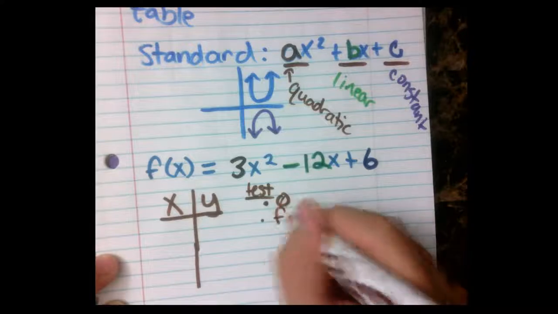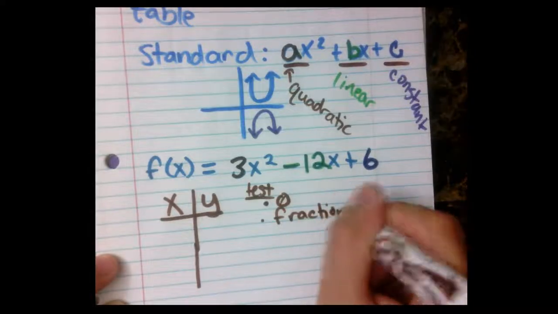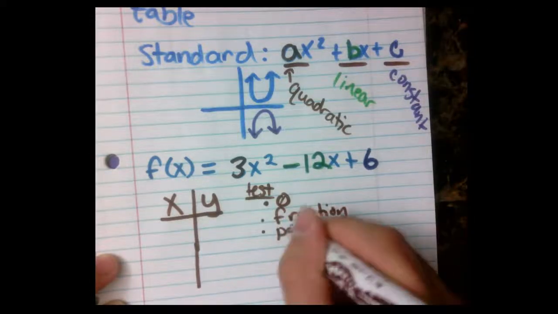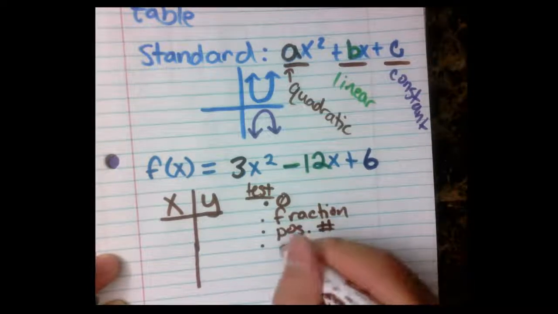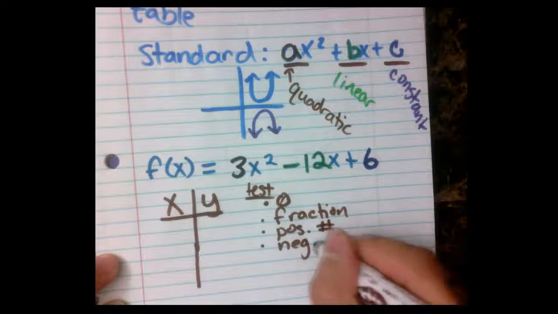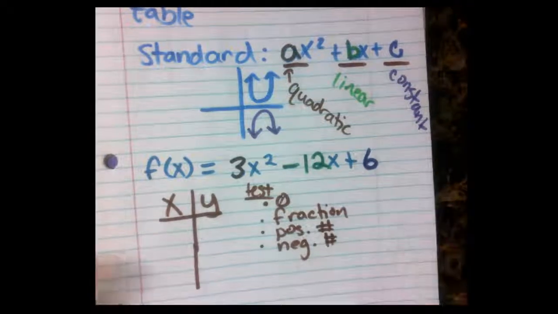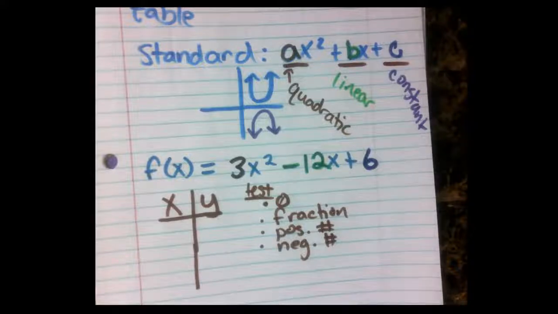You want to test a fraction. Then you want to test a positive number. I'm going to shorten this to pos number like that. And you want to test a negative number. I'm going to shorten that to neg number. Okay, so those are typically the four things you want to test if you really want to be thorough about graphing what you're doing. But I know that those are often hard to work with.